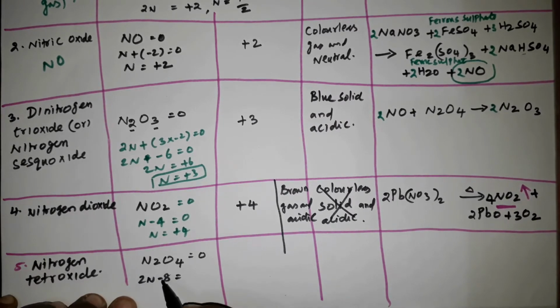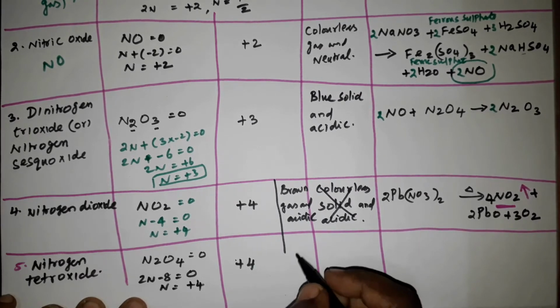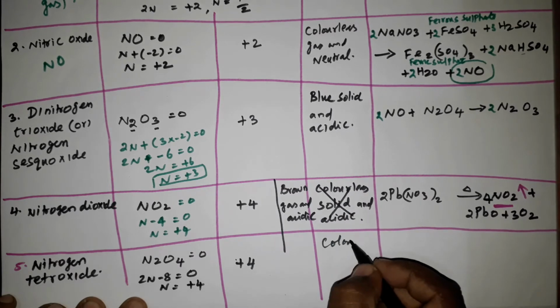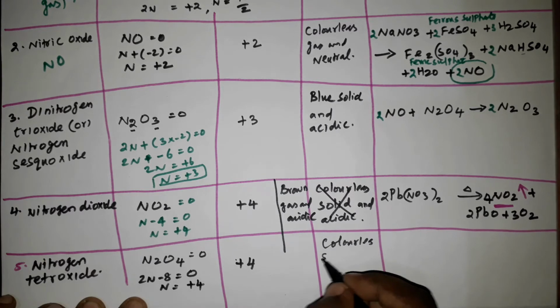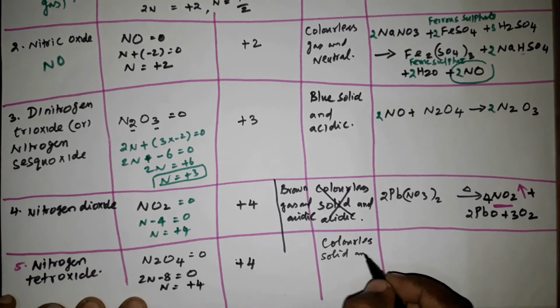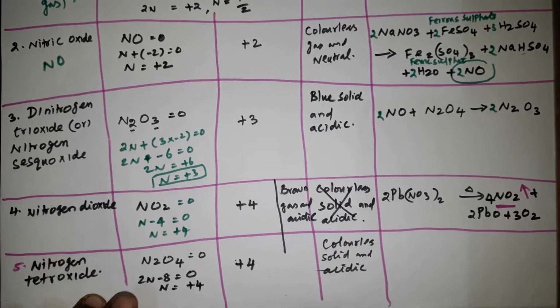So how did the 8 come? So you understood, equal to 0. So N equal to plus 4. Okay, so the oxidation state is plus 4. It is colorless and it is solid and it is acidic in nature.